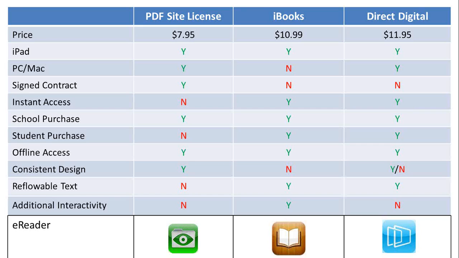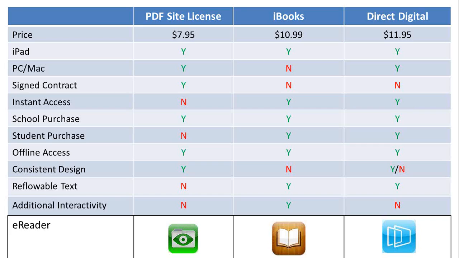All three do offer offline access. We get that question a lot, but even if you have a PDF, obviously it's not going to need to be connected to the internet. iBooks does not require you to be connected to the internet. It syncs every time to the internet when you're logged on. With Direct Digital, you can check a book back in. So if you're reading the book on your iPad, you can download it to the device and then check it back in and then download it to another device in case you don't have access to the internet. Otherwise, you would be reading it on the web.